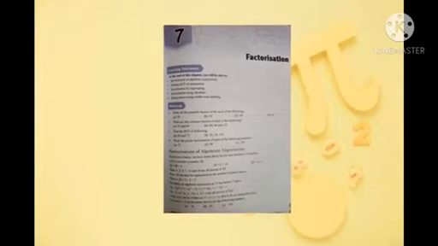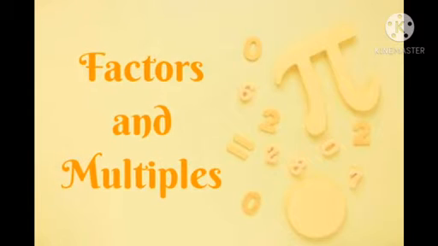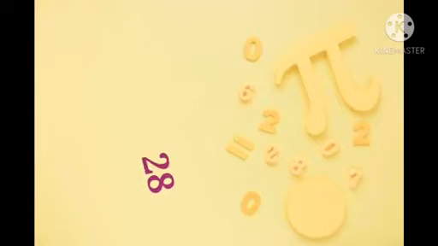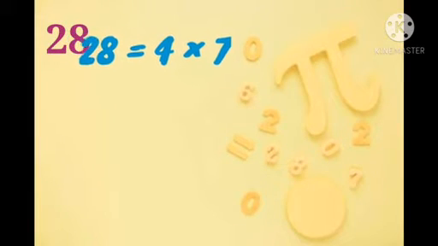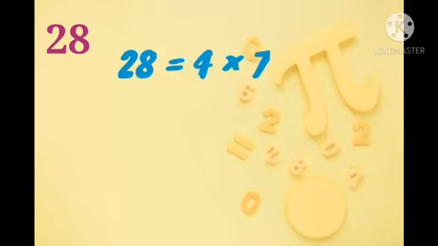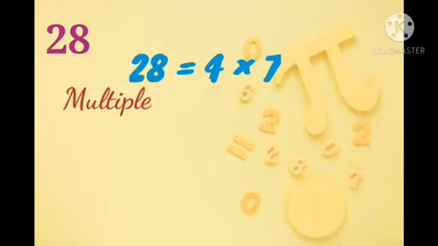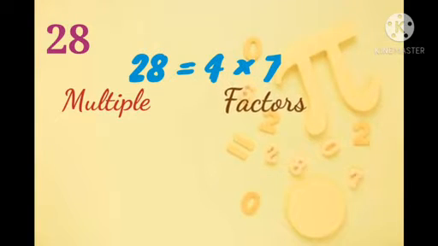Today we are starting chapter 7, factorization. In previous classes we have learnt about factors and multiples of numbers. Let us consider a number 28. 28 can be written as the product of 4 into 7. Here 28 is a multiple of 4 and 7, and 4 and 7 are factors of 28.